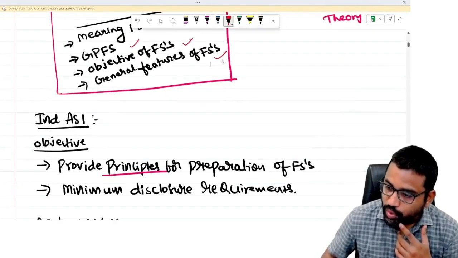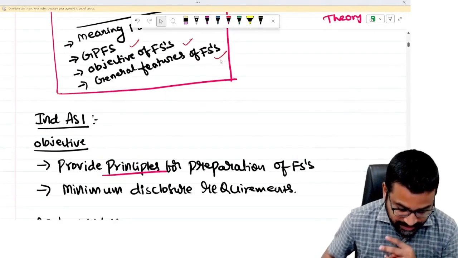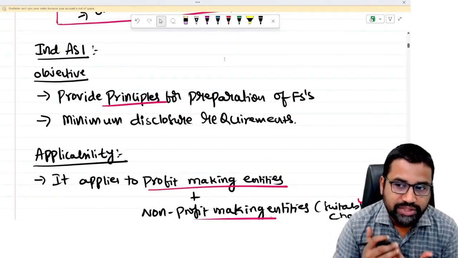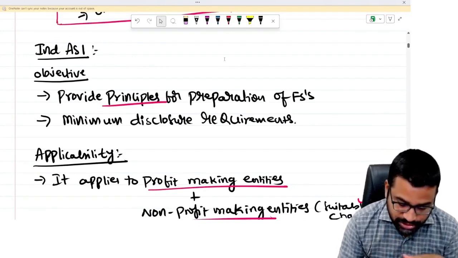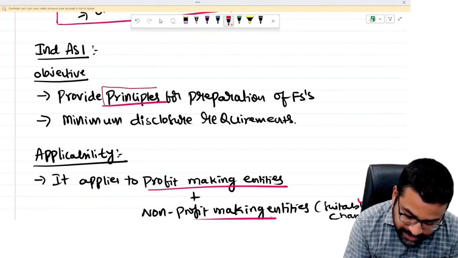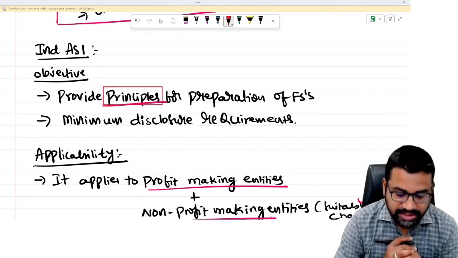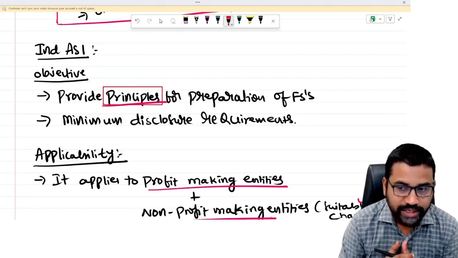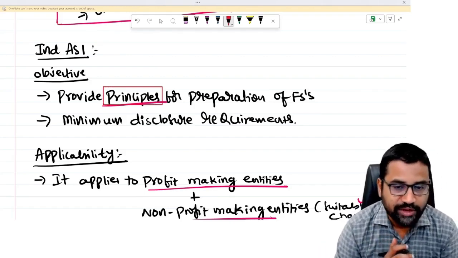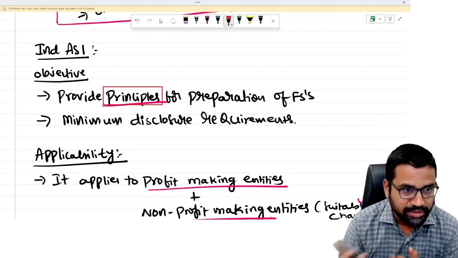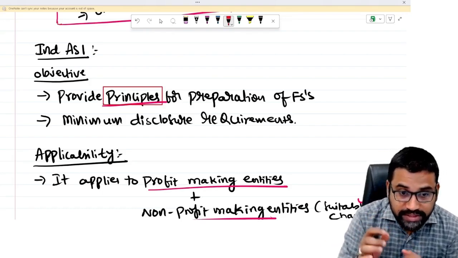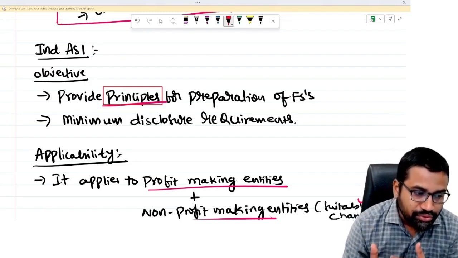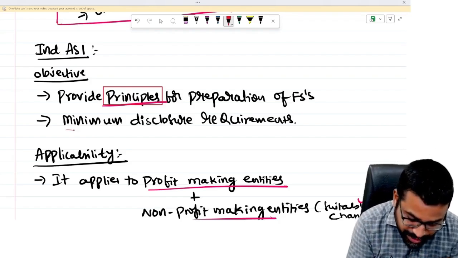Now, what are we going to learn in this standard? First of all, what is the objective of Ind AS 1? Why has Ind AS 1 been brought? Simple: to provide the principles for preparation of financial statements. When you are preparing financial statements, there are certain principles you need to follow. To provide those principles, Ind AS 1 has been brought. And this is the minimum requirement. Whenever you are preparing financial statements, you need to comply with Ind AS 1.